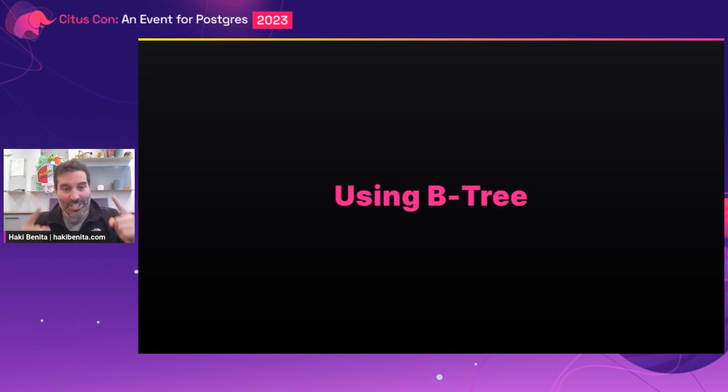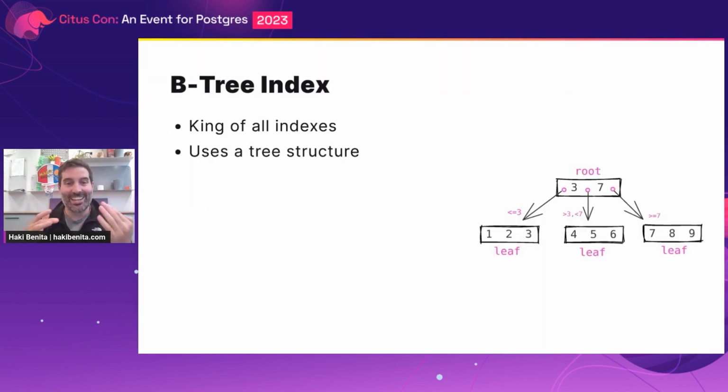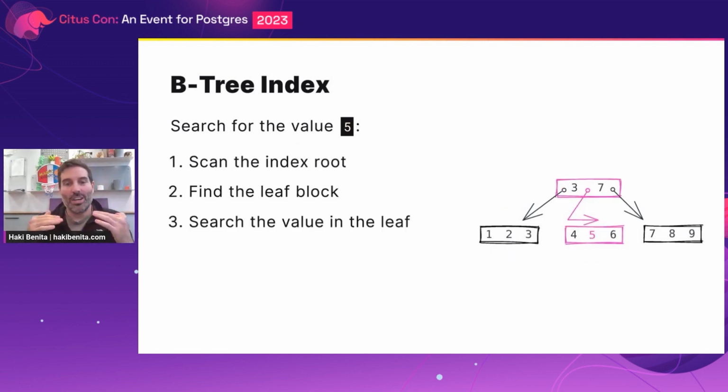So the first index type, B-tree. I know I said we're not going to talk about B-tree, but it is the king of all indexes. A B-tree index uses a tree structure. If we want to look for a value in a B-tree index, for example the value 5, we start by scanning the root block. That's the top block in the tree. And then we navigate the root block. The value 5 is between 3 and 7. So we move on to the middle leaf block that contains values between 3 and 7. And then we start scanning the leaf block and compare every entry to the value that we are looking for.